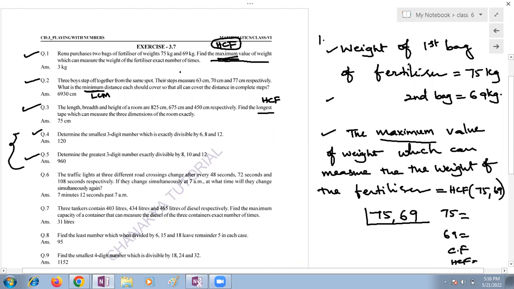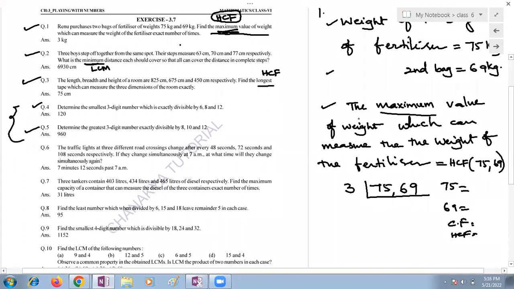Now I am doing the direct method, children. Since 75 and 69 both have 3 as a factor, both will be divisible by 3. Yes or no? Is it divisible with the 3 table? Yes, ma'am. Three how many times 75? See, children, in your mind only you can do it: 3 ones are 3, 3 twos are 6.